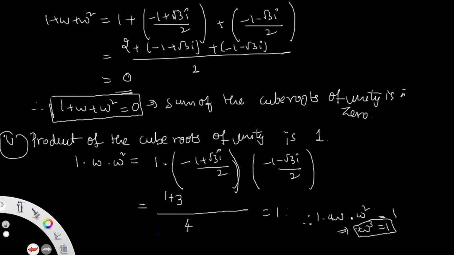So the most important property: the sum of the cube roots of unity is 0 and the product of the cube roots of unity is always 1. The most important relation. Next, go to the next page. Property number 5.